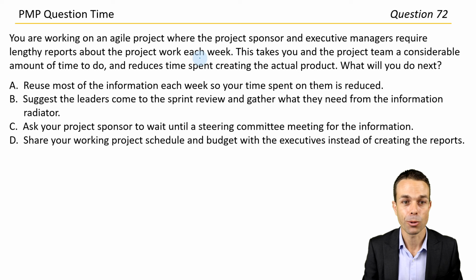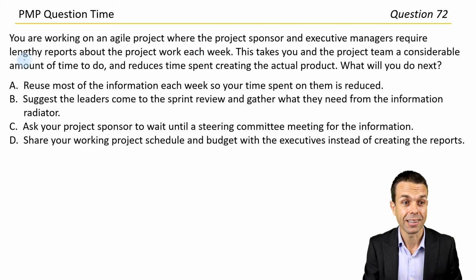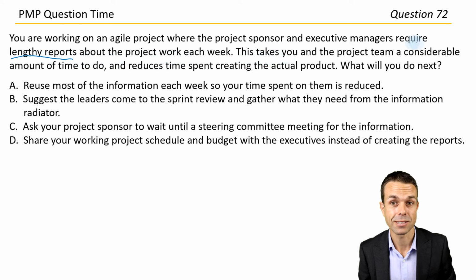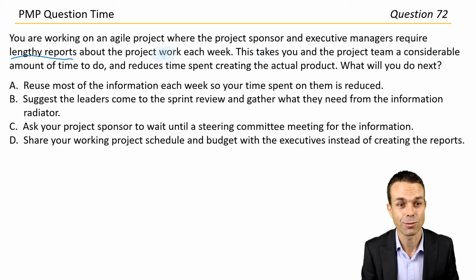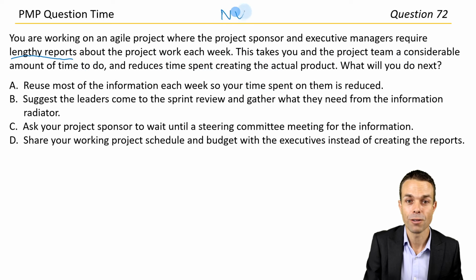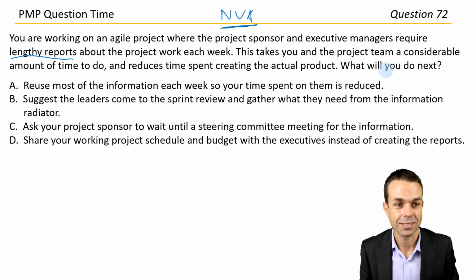You're working on an agile project where the project sponsor and executive managers require lengthy reports about how the project work is going each week. This takes you and the project team a considerable amount of time to do and reduces time spent on creating the actual product. This is non-value add work from the lean thinking and lean production method. What will you do next?